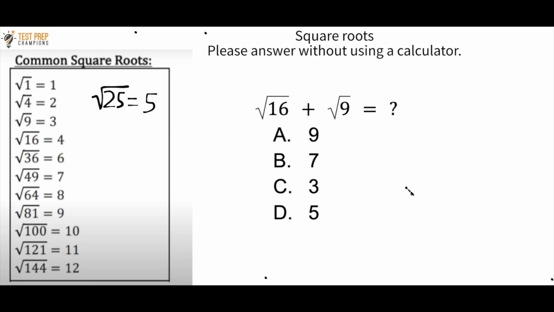So what I would do here is say, hey, the square root of 16 is 4, and the square root of 9 is 3. So I would just change this. Instead of having it as the square root of 16 plus the square root of 9, I would change it into 4 plus 3, and 4 plus 3 is 7. So B is the correct answer here.